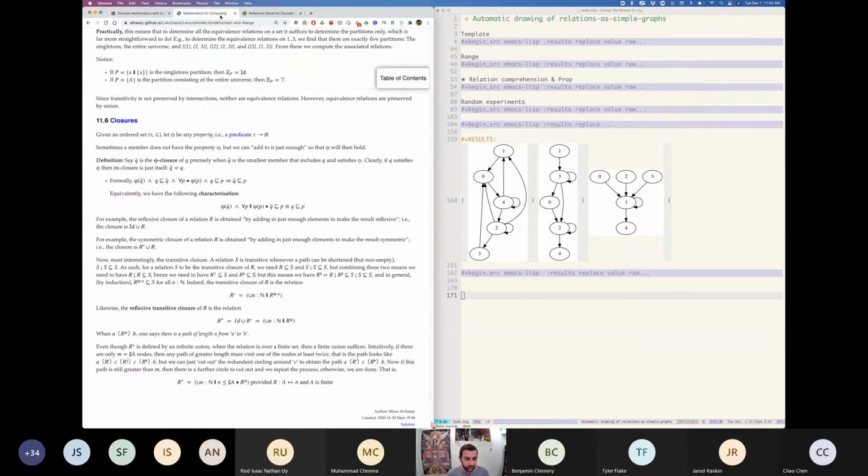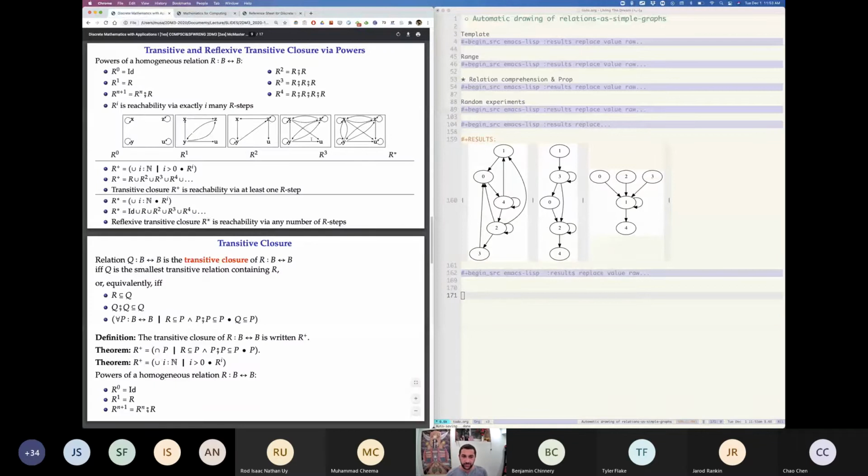And I've tried to give you this intuitive argument right here, about when R star becomes a finite union, okay? But the idea is R to the power of n is taking n many steps. If you can only take a path of a certain length, then that's it. There's not much more you can do.